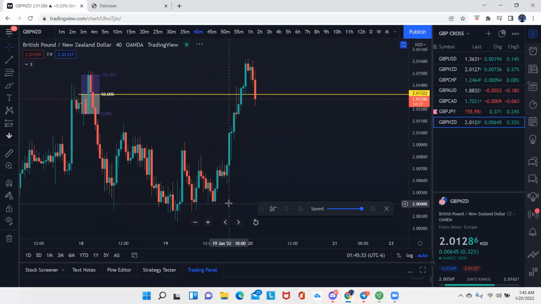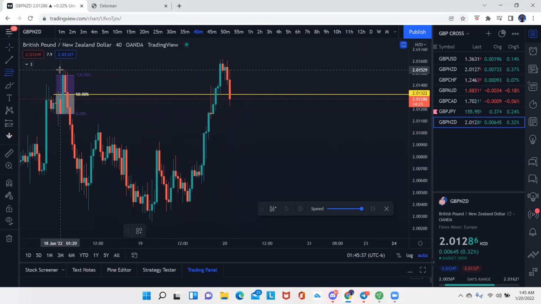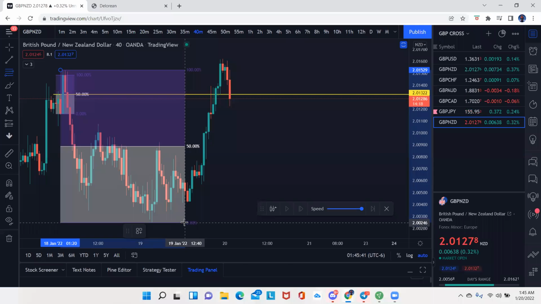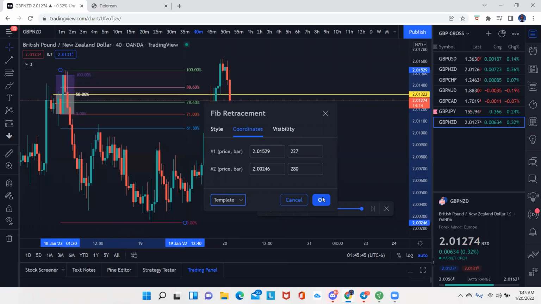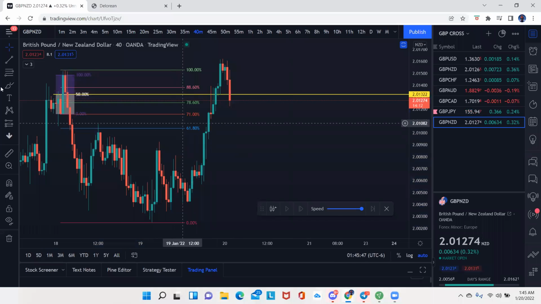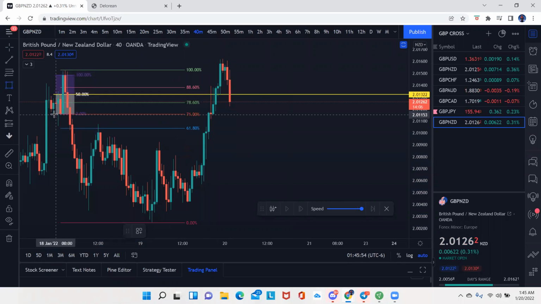So 40 minute, right? This is how I look for my entry, guys. I utilize a Fibonacci to find my entry. So I'm going to take my fib from the high to the low. I'm obviously going to turn it to the regular fib right here. And what I like to do, which is what I explained, is take an entry zone from the opening of the candle to the 50%.